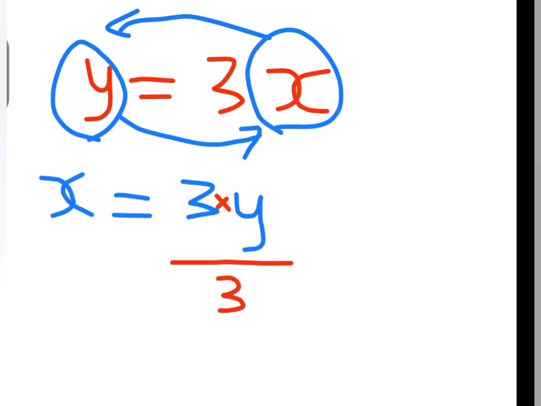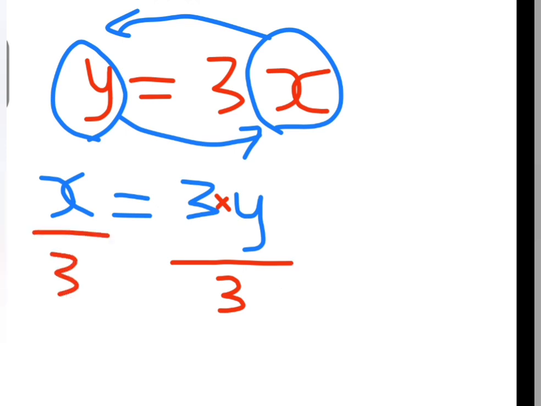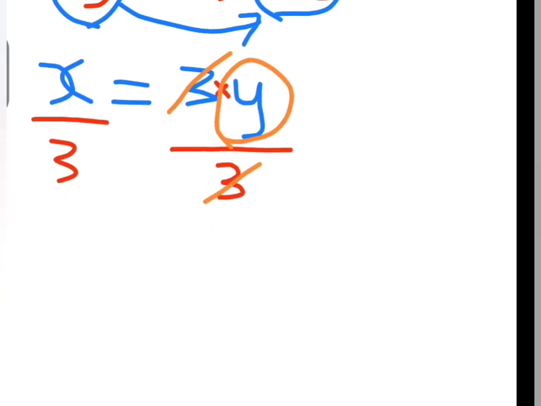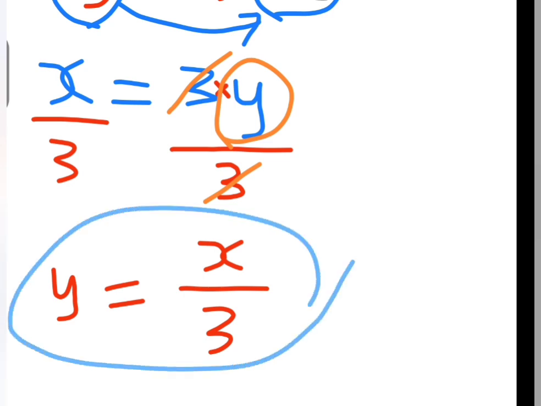So we divide this side by 3. And because we divided this side by 3, we have to do the same with the other side. So whatever you do to this side, you do to the other side. So we divide by 3 here. Now, when you divide, 3 will go with the 3 as a simplifying, because 3 divided by 3 is 1. And the answer will be y equals x divided by 3. So y equals x divided by 3. And this is the final answer, or the inverse function of this function.